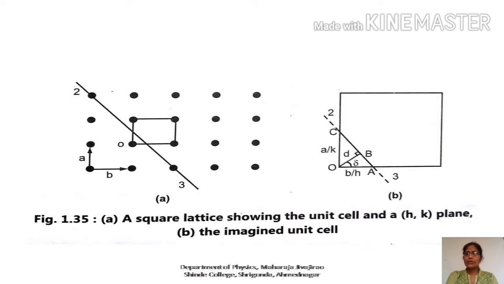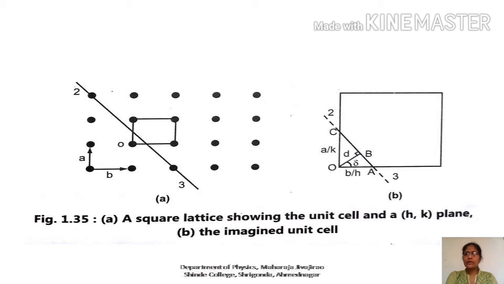Suppose I consider the origin, and suppose the 2, 3 plane is passing through this square lattice. Then from this origin you have to draw a normal to this 2, 3 plane, and that will define our d value. In order to get a reciprocal lattice, you have to draw perpendiculars to the planes, and the length should be equal to 1 upon d. And you have to locate a point, and that will give you the reciprocal lattice.